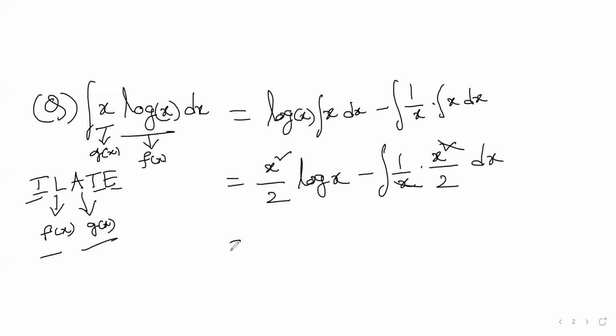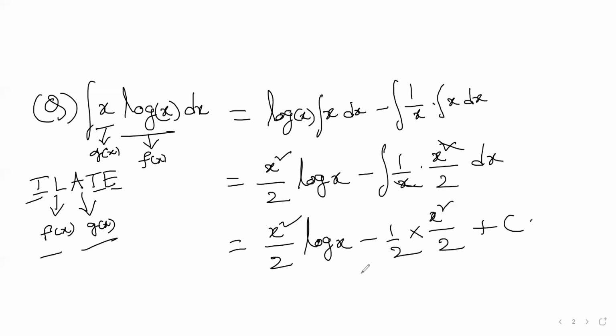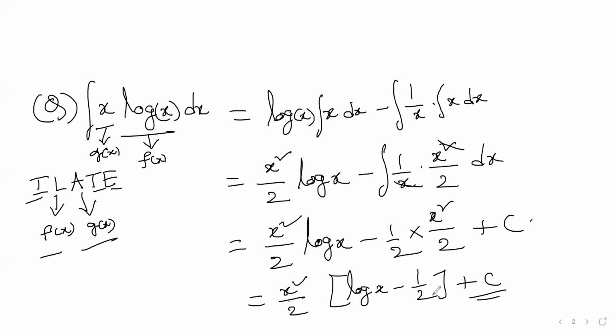And then this x, this 1 by x gets cancelled out. So you have x square by 2 log x, right, minus half into integral x, which is x square by 2. Okay, once again x square by 2 plus constant. So after that you can take out x square by 2. So I can write it as x square by 2 into log x minus half, I can write like this, plus constant.